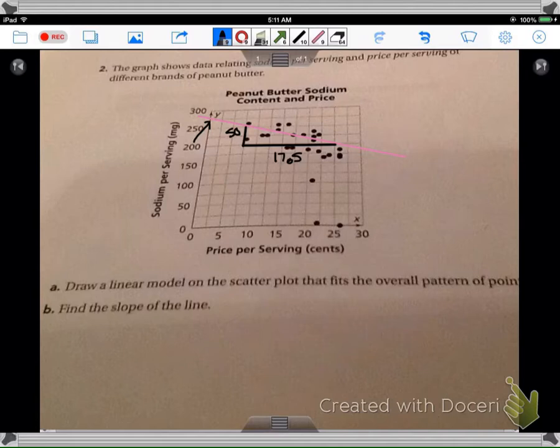So I've got my linear model in now. And remember that I said that instead of finding the slope of the line, you were supposed to find the equation of the line. So go ahead and cross that out. To find the equation of the line, we have to do two things. We have to find the slope triangle, and that gives us the slope. And then we also have to find the y-intercept.